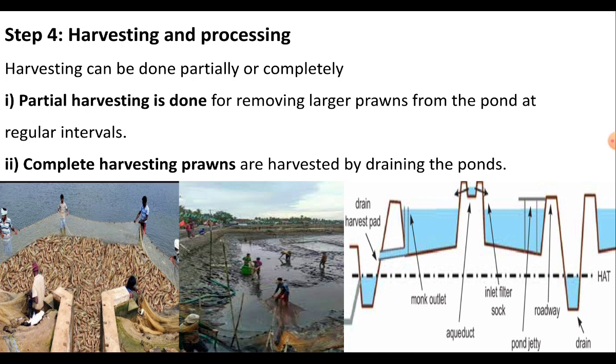This slide shows the partial harvesting as well as the complete harvesting, where in the complete harvesting the ponds are drained, letting the water completely out and completely collecting the fully grown prawns.